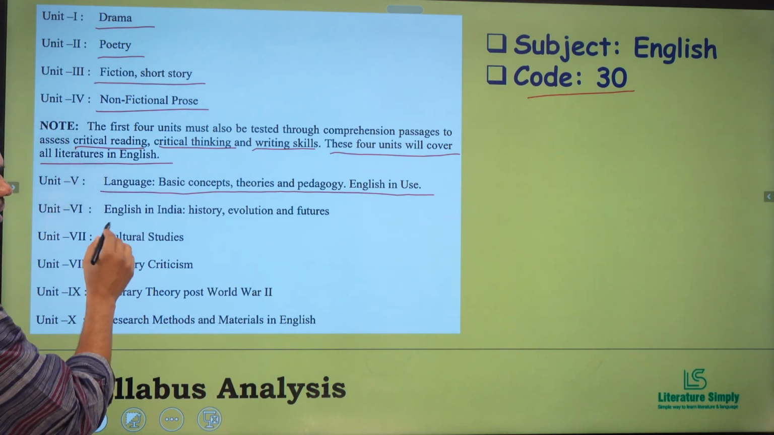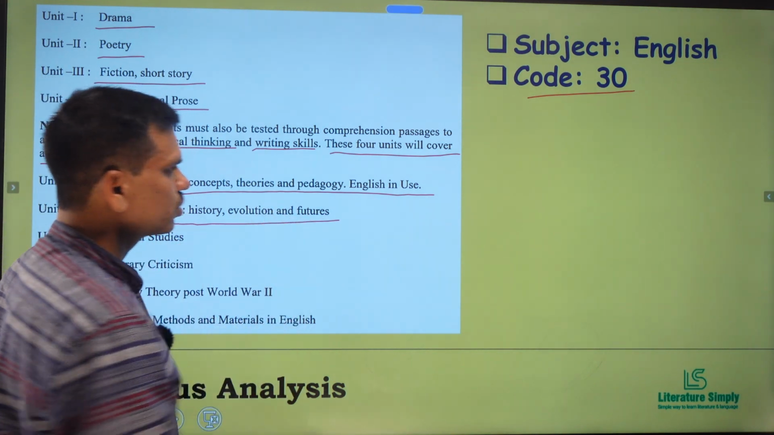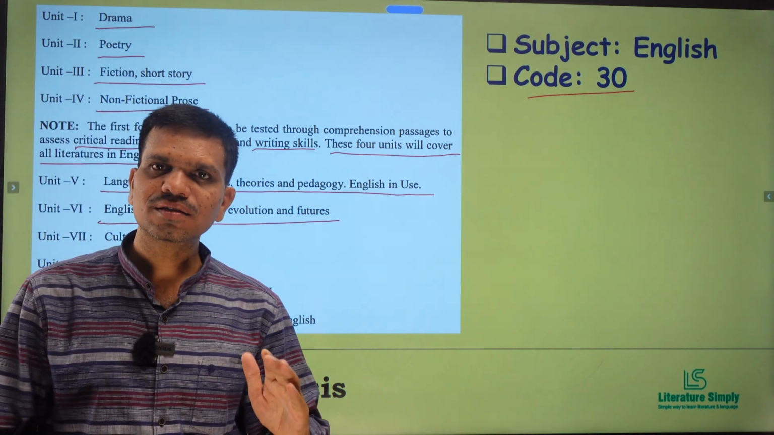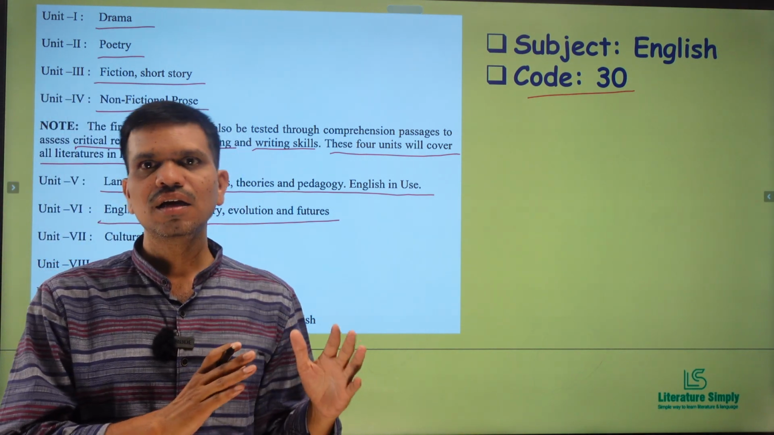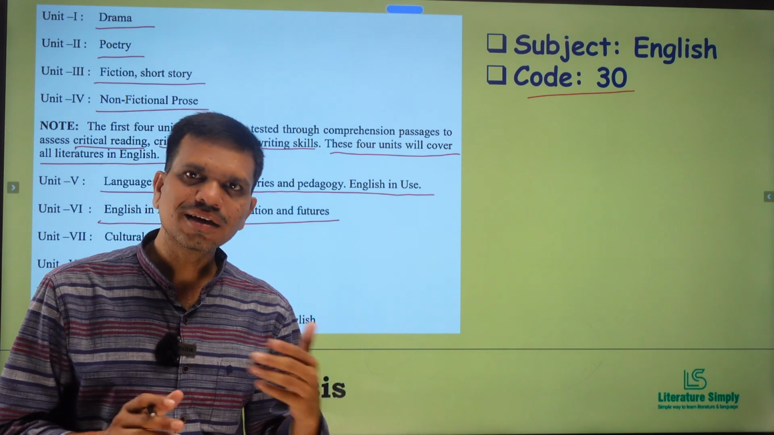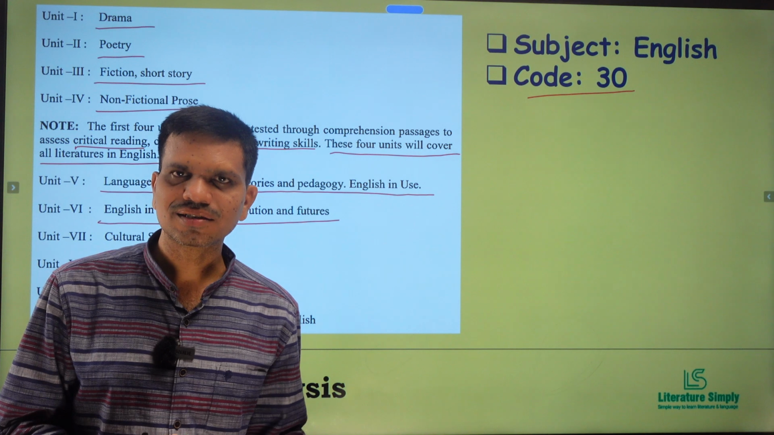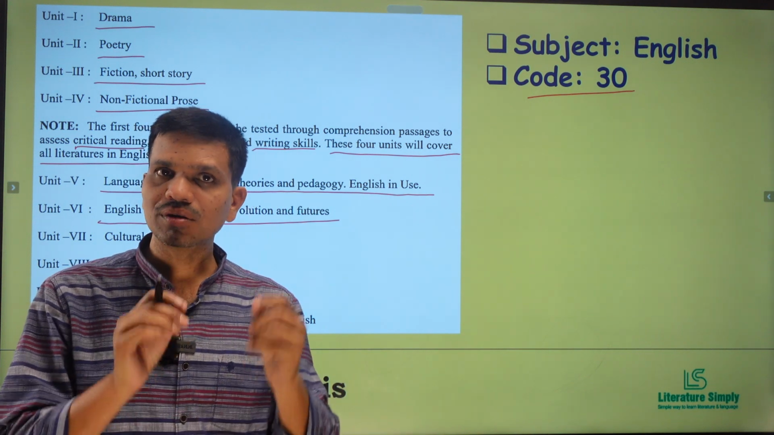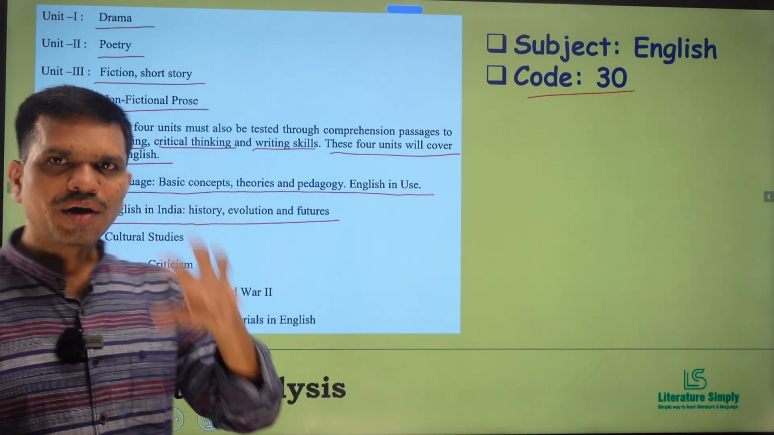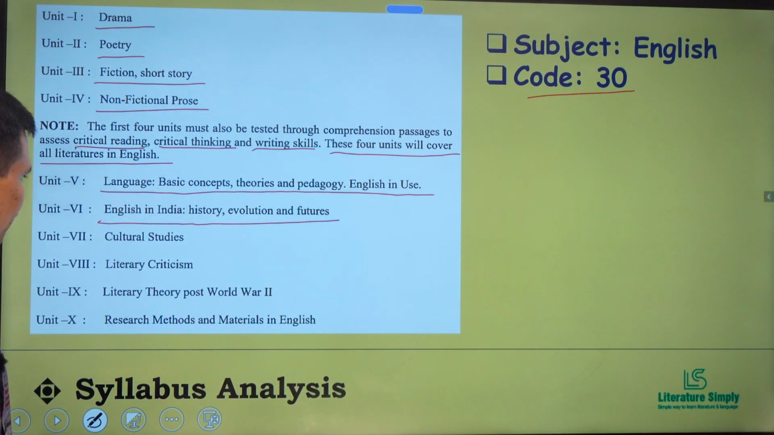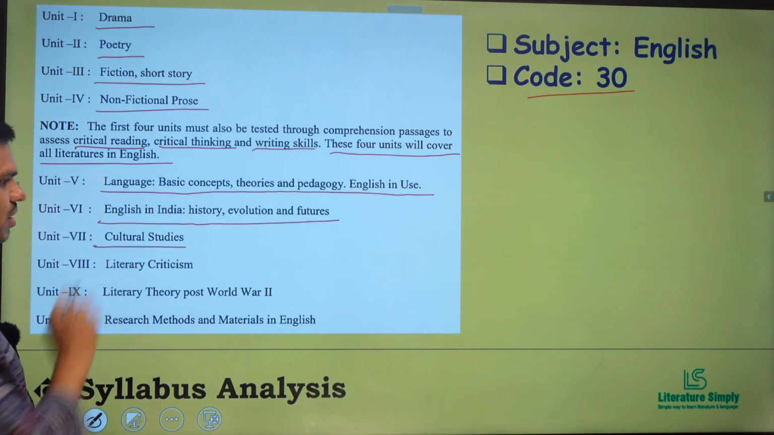Next, the 6th unit, we have English in India: history, evolution and futures. Now this is a particular unit where you find the history of English in India, or how English developed in India, right from the colonizers or before the colonizers. So all these things we have to discuss here, or what is the state of English in India for that matter. Then we have a very specific topic, that is cultural studies.